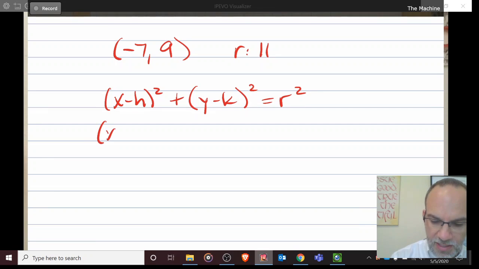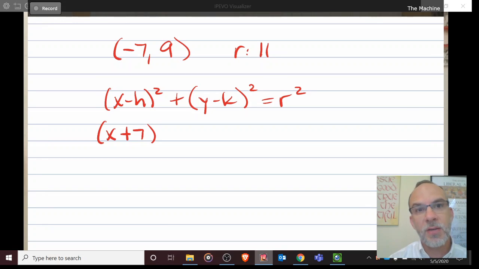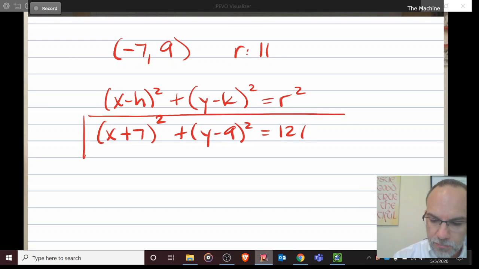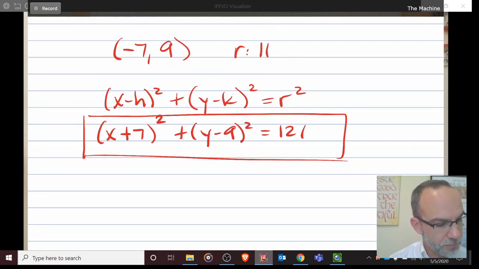It's going to be x minus a -7. Did you see how I switched it? A minus and negative as a positive. X minus a -7 squared, don't forget the squared, plus y minus 9 squared is equal to 121. Here we go. That's really fairly easy. Okay.